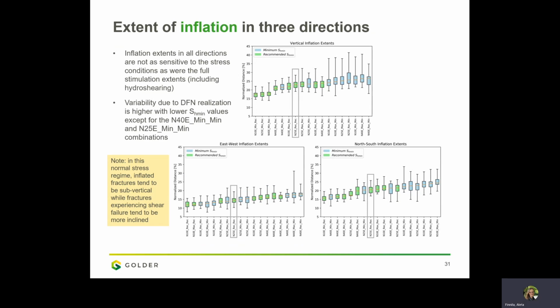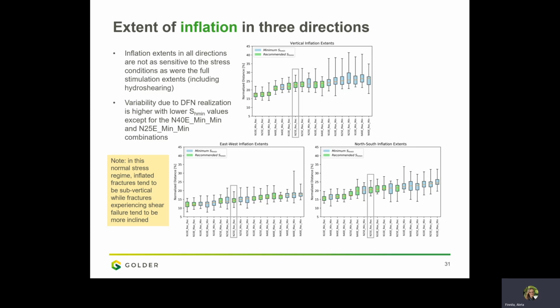I won't spend much time with these next couple of slides, but you can see in the paper, I do the same thing plotting up if we're just interested in those fractures that actually take fluid. So those that are actually inflating or dilating, as opposed to those that might be failing in shear as well, we can look for the same kinds of patterns. So we're plotting here just the extent of inflation in three directions. The inflation does not seem to be as sensitive to the stress conditions as were the full stimulation extents.